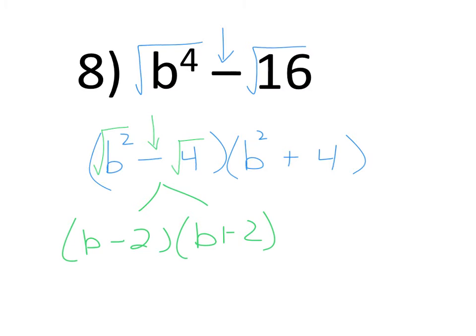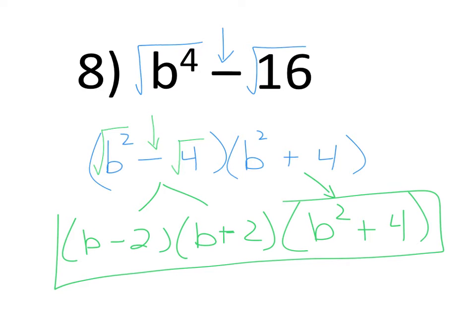So I just broke this guy down to right here. It's a plus on there. There we go. And then b squared plus 4 just drops right in because there's nothing you can do with that. So you just rewrite it. Okay, and this right here is going to be your final answer.